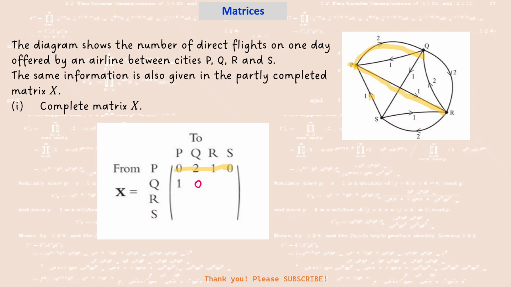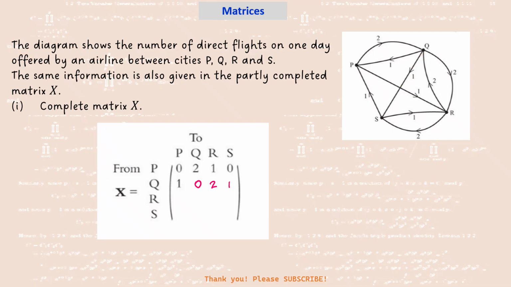So following that, we can say that Q to Q would be 0. And Q to R. So here is Q, and where is R? Is here. So there is a route Q to R, so that's 2. That's the number of flights from Q to R, which is 2. So there should be 2 here, and then Q to S, so that is 1.